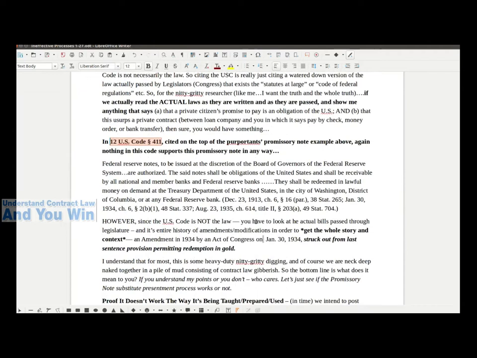The said notes shall be obligations of the United States and shall be receivable by all national and member banks and Federal Reserve banks. They shall be redeemable in lawful money on demand at the Treasury Department of the United States, in the City of Washington, District of Columbia, or at any Federal Reserve Bank. And then it says this was passed December 23rd, 1913, chapter 6, section 16, 38 Statutes at Large 265, and amended January 30th, 1934. And it goes on and adds all the statutes that built upon this. So you have to read all these in order and in context to get the whole picture.